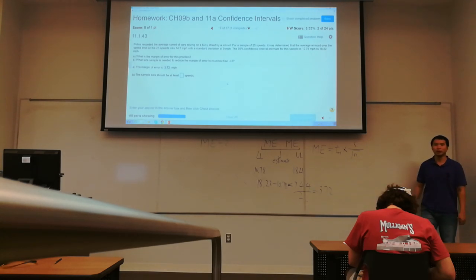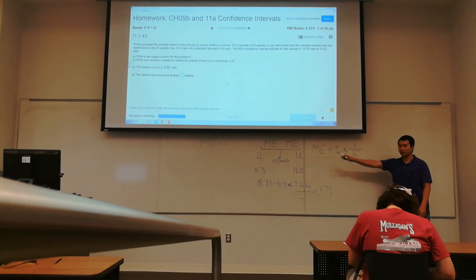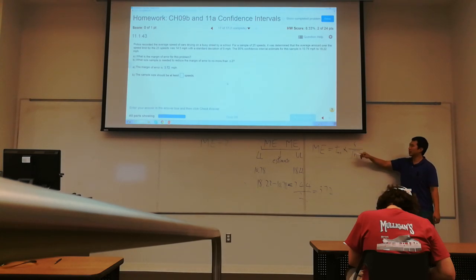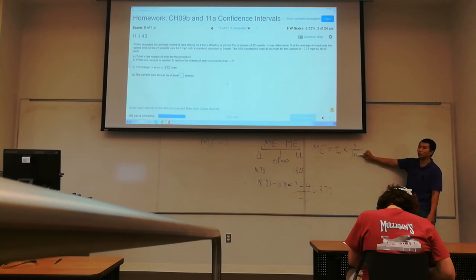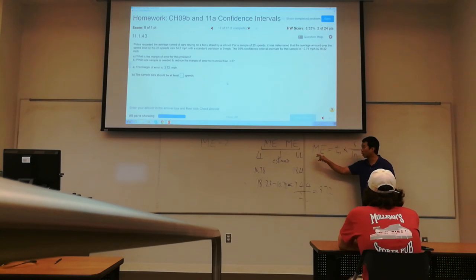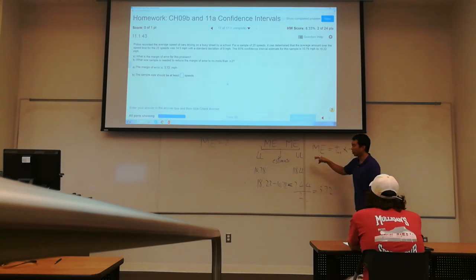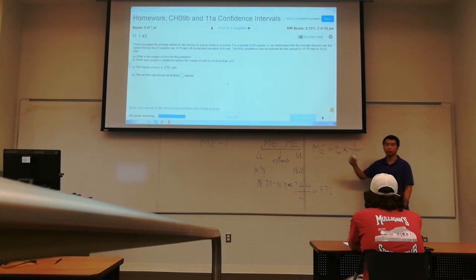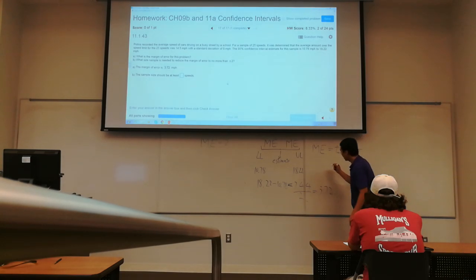Here's the relationship, right? Margin of error is equal to the critical value t times the standard deviation over square root of n. So here is the one that we need, sample size, and here is the requirement. We need to make this one equal 2. So that's the relationship. We need to get some help from this equation. The margin of error is equal to 2.